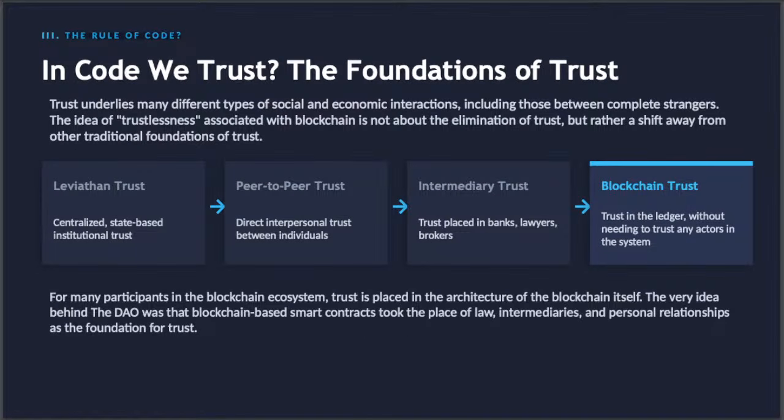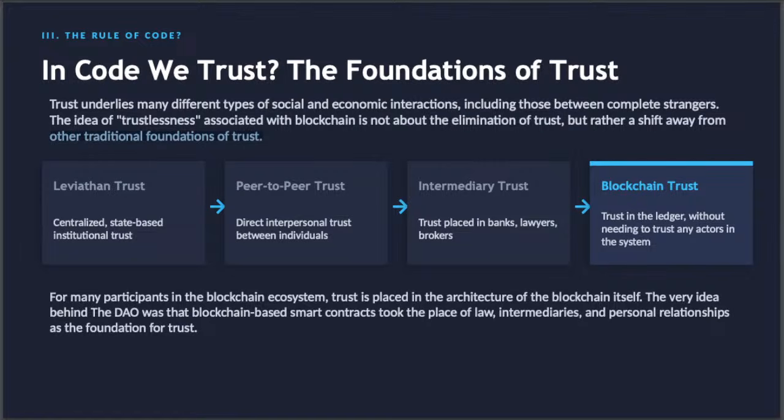So let's look at the rule of code. In code we trust? Oh boy. The foundations of trust. Trust underlies many different types of social and economic interactions, including those between complete strangers. The idea of trustlessness associated with blockchain is not about the elimination of trust, but rather a shift away from other traditional foundations of trust.